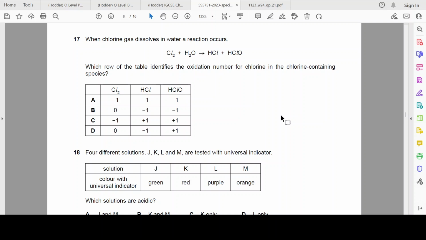In HClO, hydrogen has +1 and oxygen has -2. Yes. Good. Keep going. So that would be, wait, that would be D. It would be D. Now, but why +1? Because oxygen loses 2 electrons.